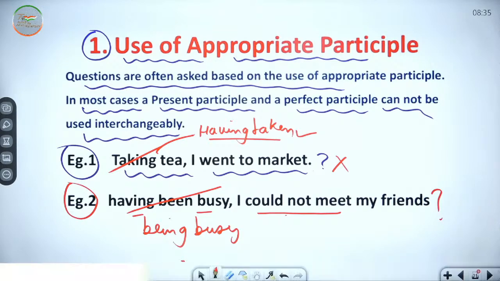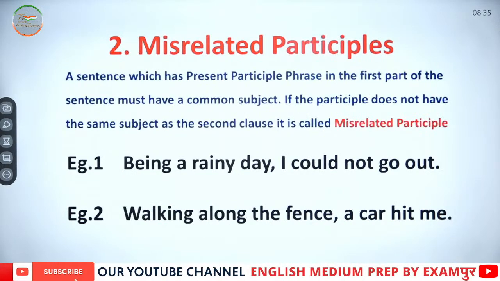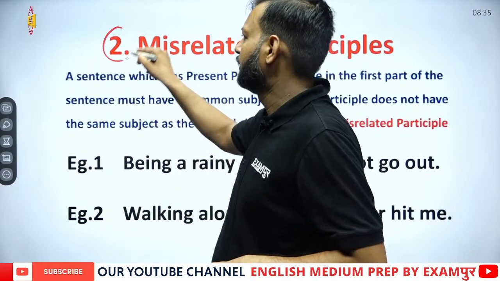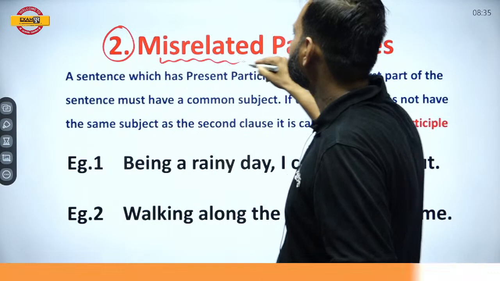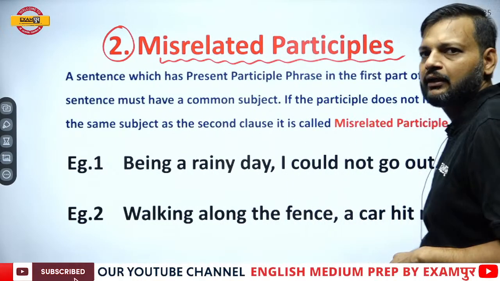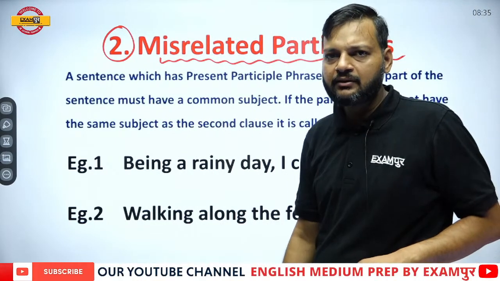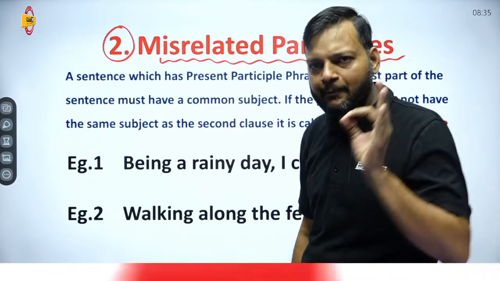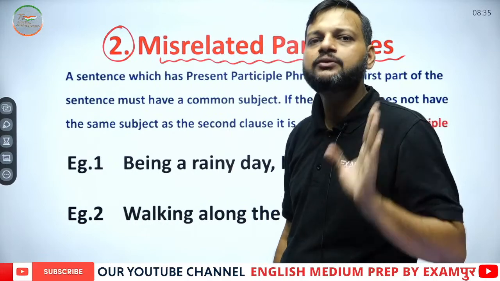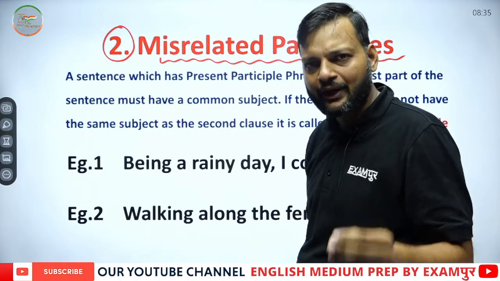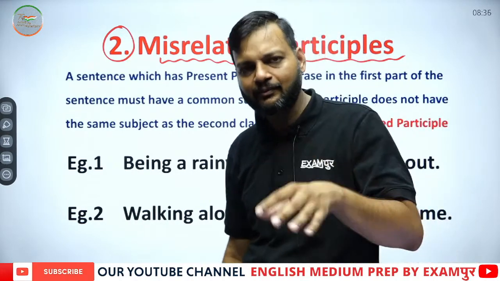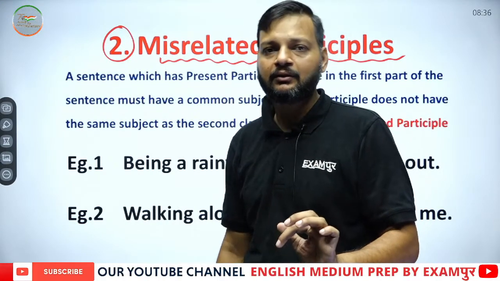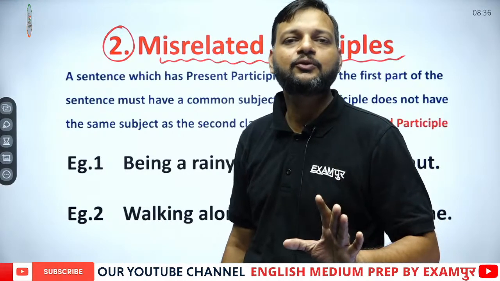Okay, now the second type of question is misrelated participles. First, we have to keep in mind that an appropriate participle has to be used. If a sentence requires present participle, a present participle has to be used. If a sentence requires perfect participle, a perfect participle has to be used.